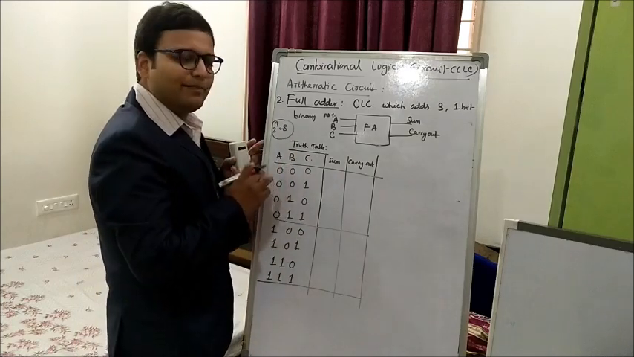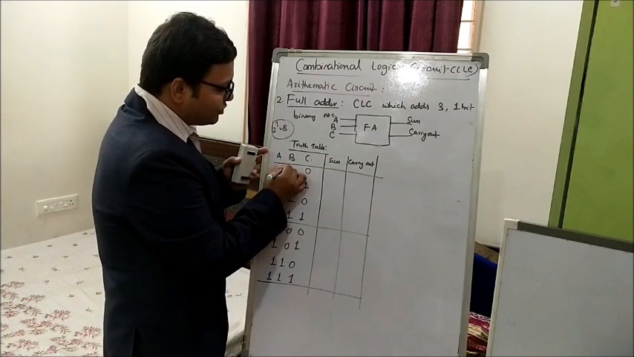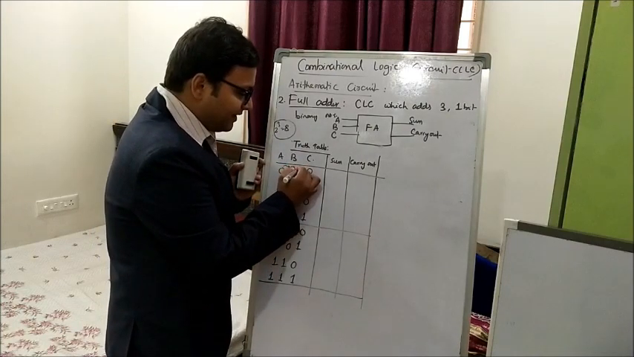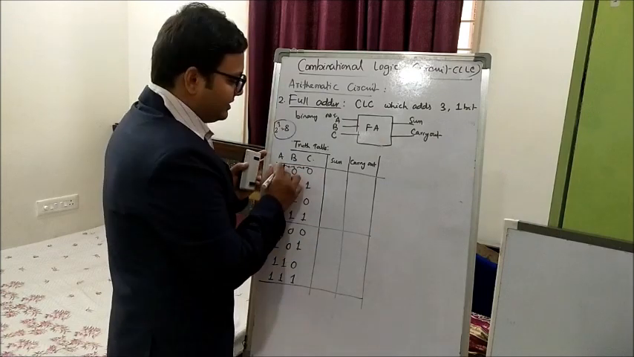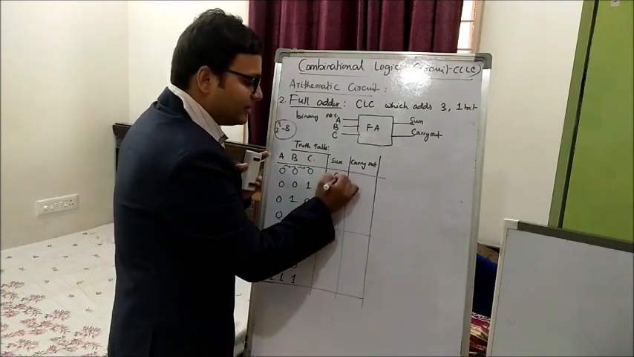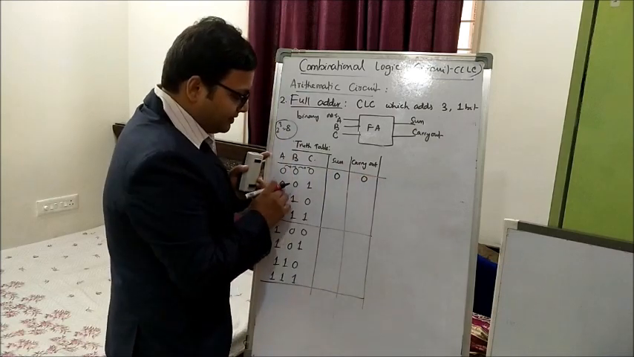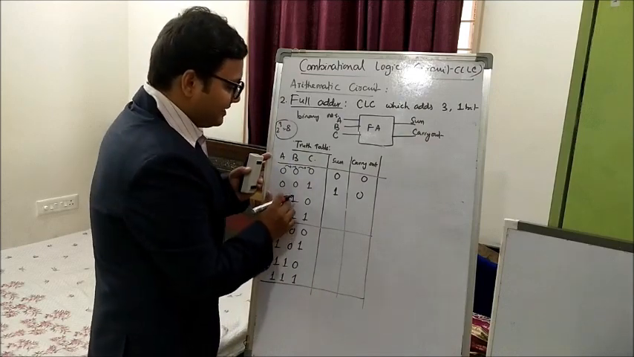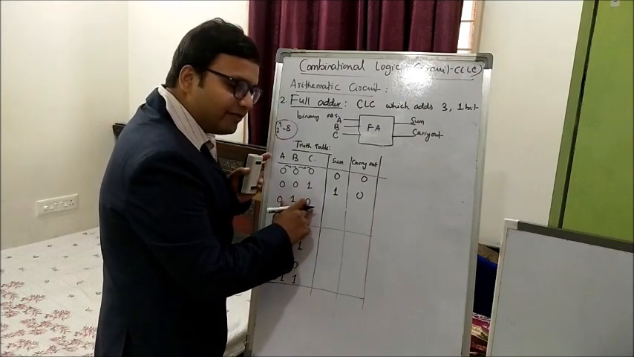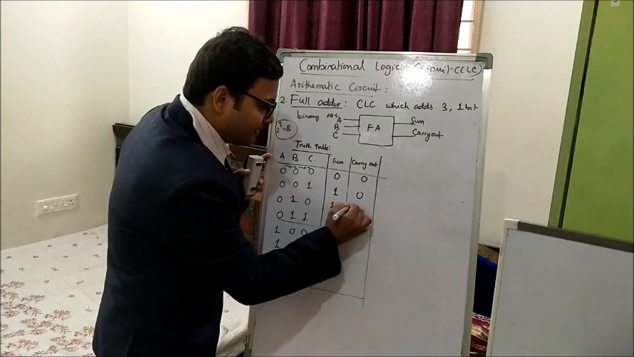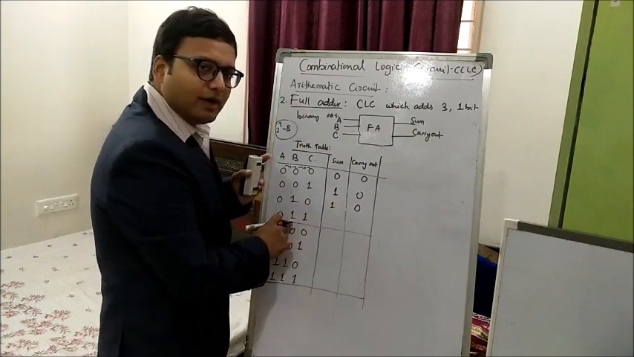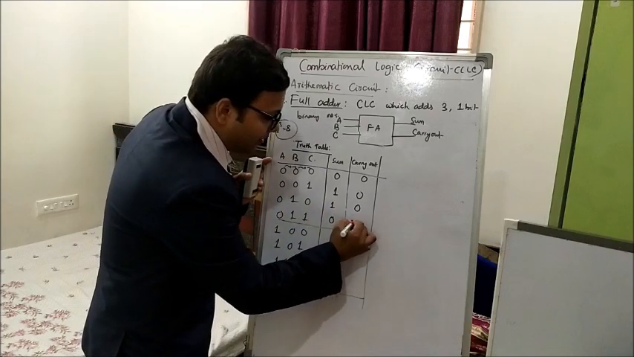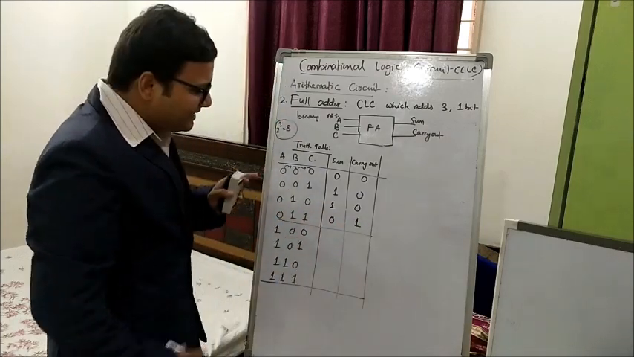What you need to do, very simple, you need to add first these two. Whatever the value comes after addition, just add that value with this. So 0 0 0 plus 0 is 0, carry is also 0. 0 plus 0 is 0, 0 plus 1 is 1, carry is also 0. 0 plus 1 is 1. The sum you need to add with the C. 1 plus 0 is 1, carry 0. 0 plus 1 is 1. Now the sum is 1 plus 1, which is 0. Carry out is 1. So what is happening over here?